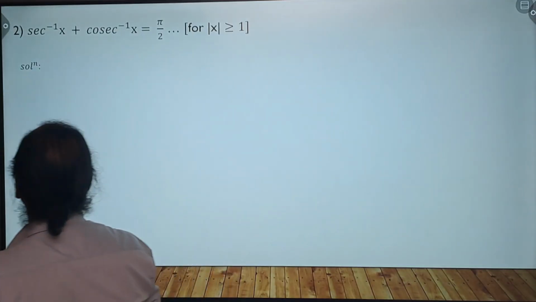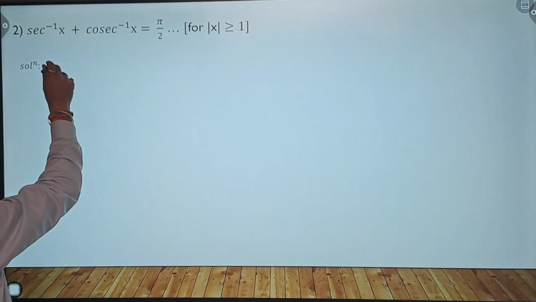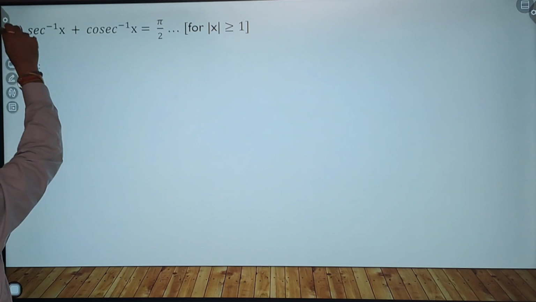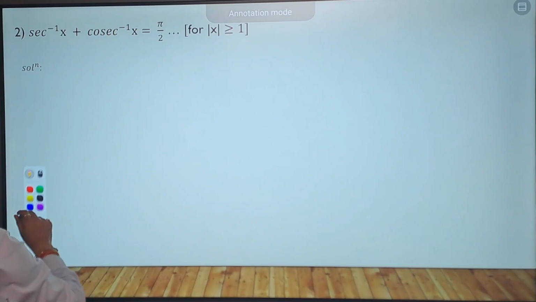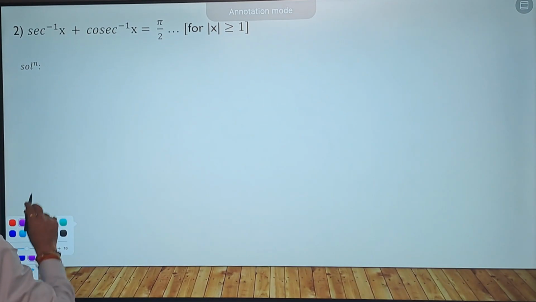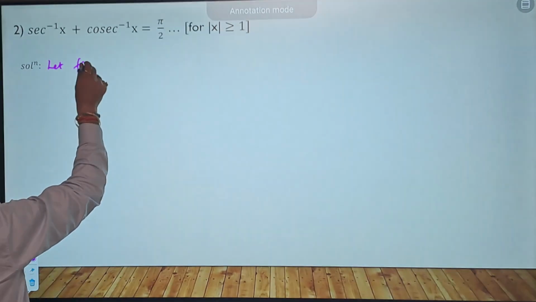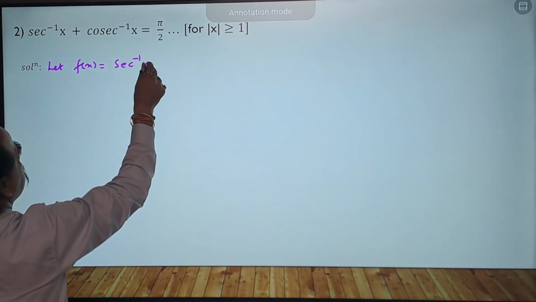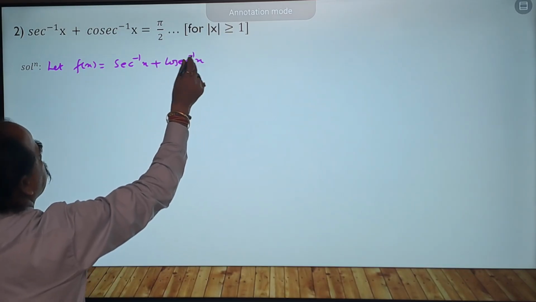Next similar type is what? Sec inverse x plus cosec inverse x is also pi by 2. Let f x is equal to sec inverse x plus cosec inverse x.